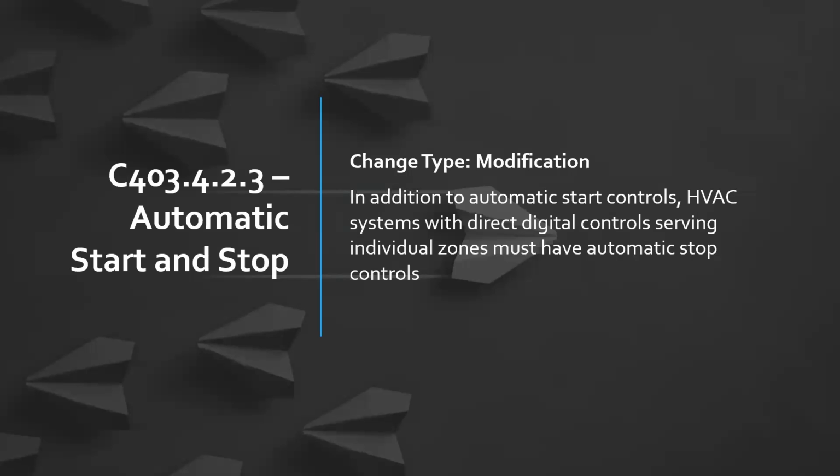Also there is the automatic start and stop. This basically says anything that has a digital control, which most of them now have, and they're all working individual zones. Automatic stop controls shall be configured to reduce the HVAC systems heating temperature set point and increase the cooling set point by not less than 2 degrees before the scheduled unoccupied periods, based on thermal lag and acceptable drift in space temperature that are within those comfort levels.